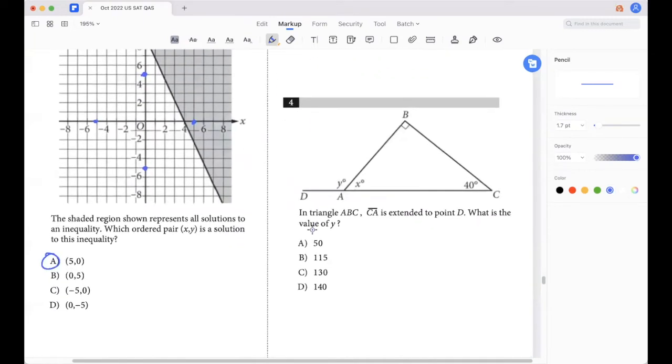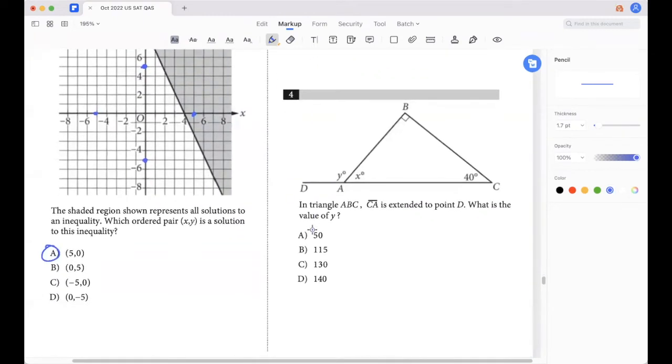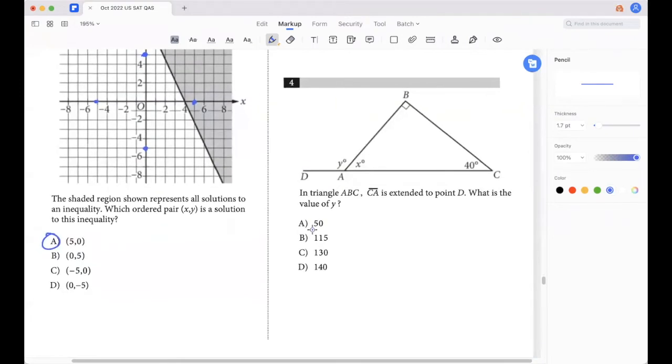In triangle ABC, CA is extended to point D. What is the value of y? So y is the external angle. So it will be the sum of the interior opposite angles. So 90 plus 40, which is 130.